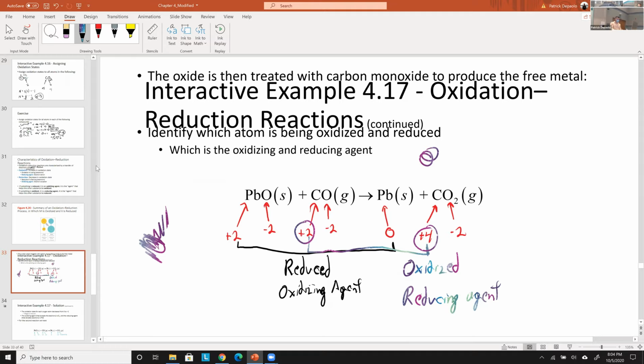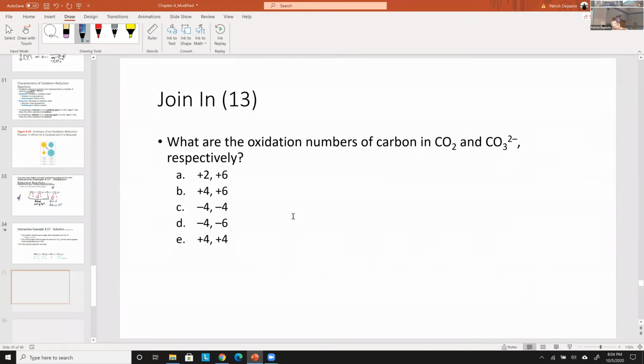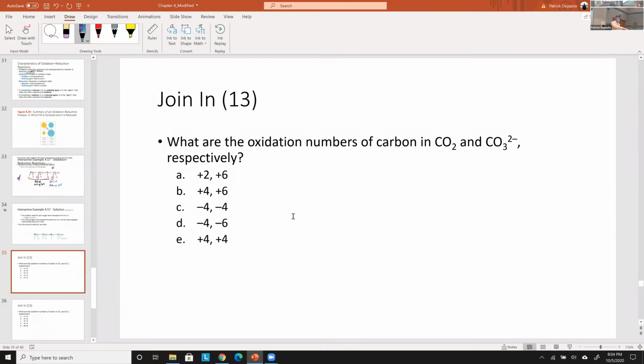Cool. So that's it. That whole process is really all you need to know about redox reactions and how that works. Are there any questions on that part? We're not done yet, but any questions on that? No? All right, cool. So there's the solution. Okay, we'll do another example.